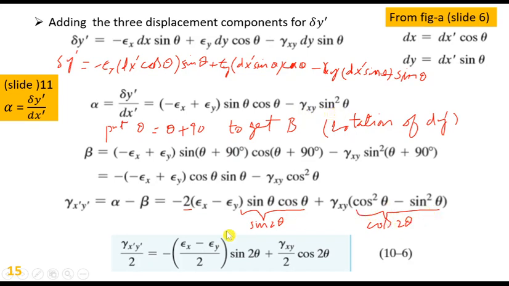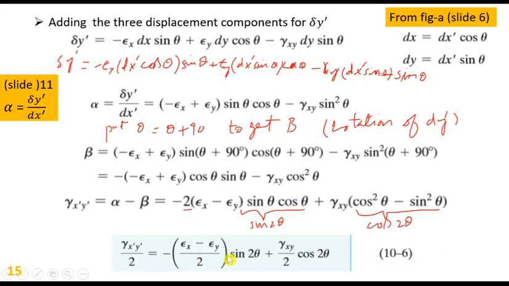theta. By having the trigonometric relation, 2 sin theta cos theta becomes sin 2 theta, and cos square theta minus sin square theta is equal to cos 2 theta. By putting this value, we will have the final result as gamma x prime y prime by 2. We have divided the whole equation by 2. Gamma x prime y prime by 2 is equal to minus epsilon x minus epsilon y by 2 into sin 2 theta plus gamma xy by 2 into cos 2 theta. This is equation 10.6.